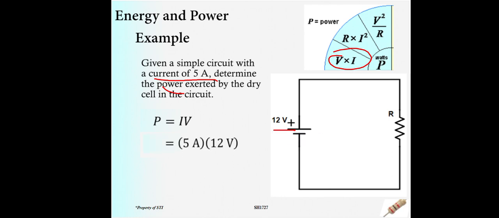We could have 5 amperes times 12 volts. And 5 times 12, that is equal to 60. And since power man ito, therefore, ang unit natin is watts. Okay? So, 60 watts or 60 W. Okay, so ganun lang kadali.